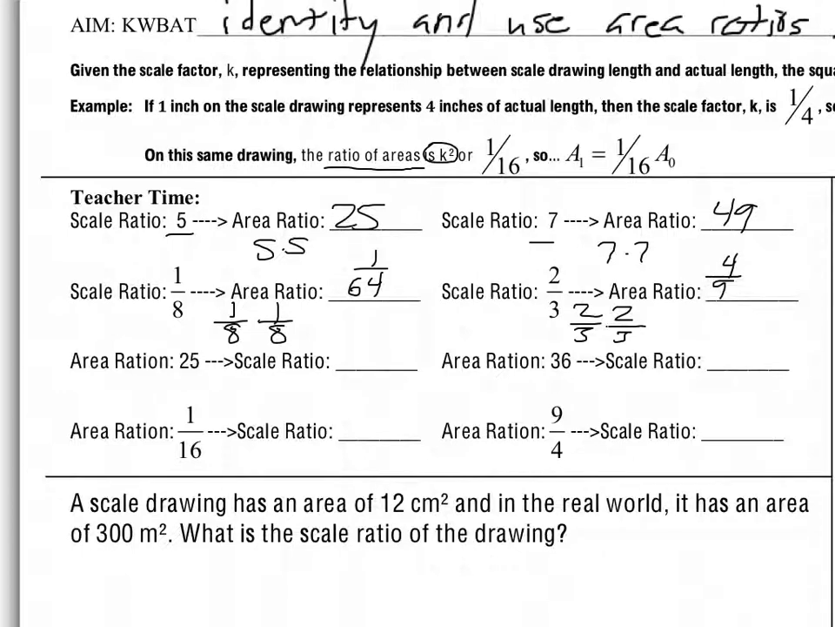Now, this one's a little bit different. We're given the area ratio, and we're asked to find the scale ratio. So we've kind of got to go backwards. We've got to think, well, what times itself? What can I multiply times itself to give me 25? This is actually the concept of taking a square root, which we've not learned about specifically, but we can sort this out right now. What times itself would give me 25? Well, that's 5 times 5. So the scale ratio would be 5. We can see that this kind of goes backwards. So here we are with 36. What times itself would give me 36? That's 6 times 6. That tells me the scale ratio is 6, because 6 times 6 would be 36.